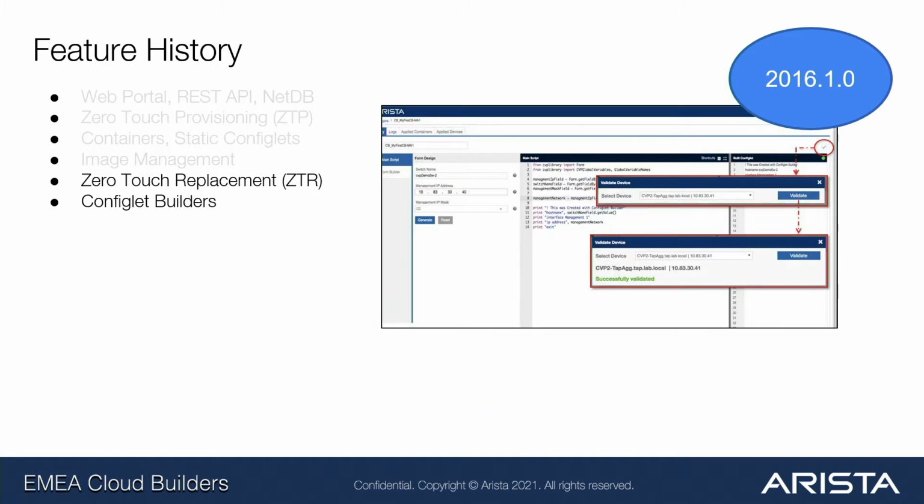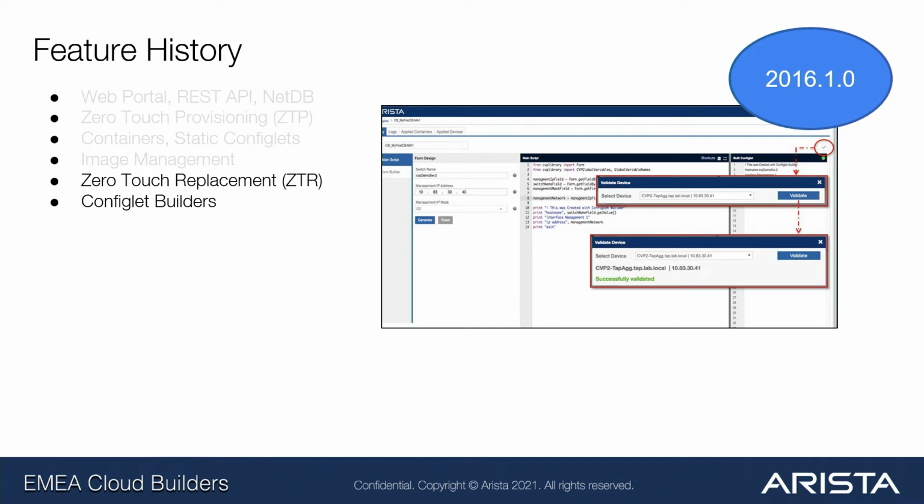In the 2016 release, we added or extended zero-touch provisioning with something called zero-touch replacement, which basically allows you to RMA or replace a failed device in the network, bring that device quickly back online, restore its configuration and image, and that's a built-in workflow within CloudVision.